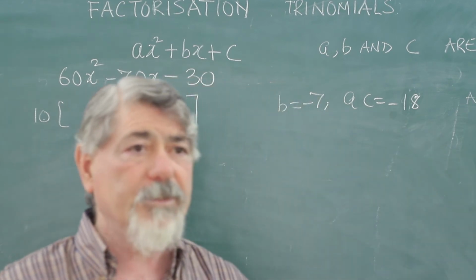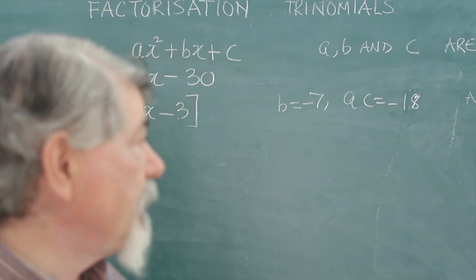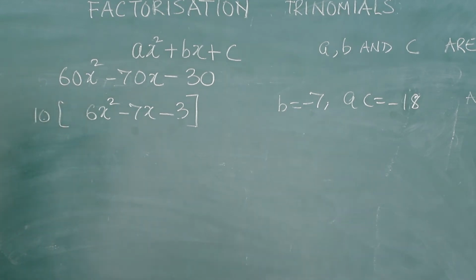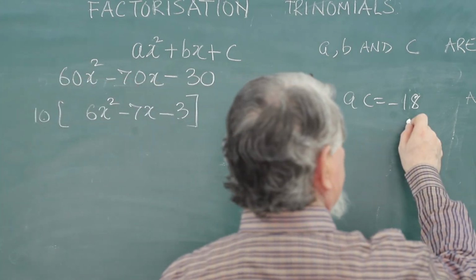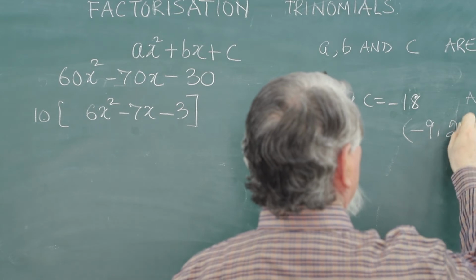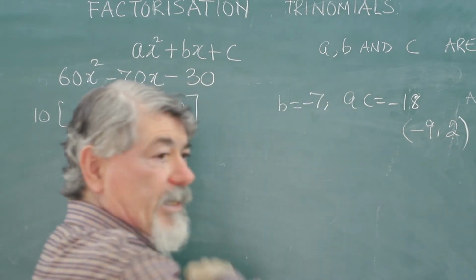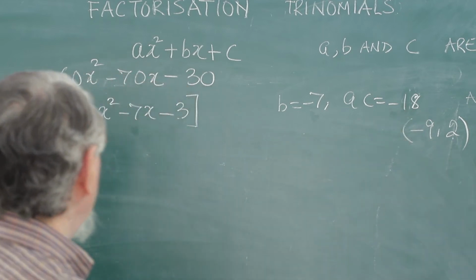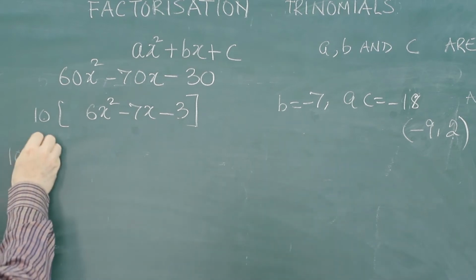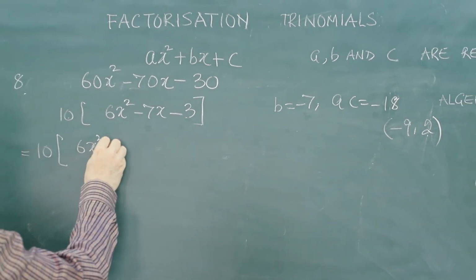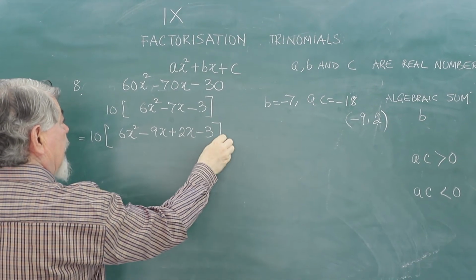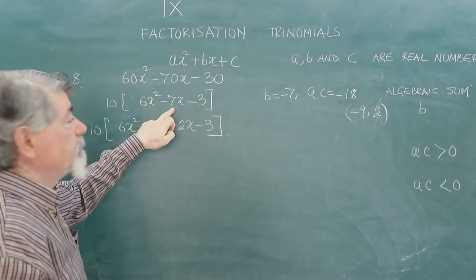So the split terms will have opposite signs. And because it is minus, the greater term will have the negative sign and the smaller term will have the positive sign. 9 twos are 18. Minus 9 and 2. Minus 9 plus 2 will give you minus 7, and minus 9 into 2 will give you minus 18 on multiplication. So what am I going to write here now? 10 (6x² - 9x + 2x - 3). Minus 9x plus 2x is minus 7x.